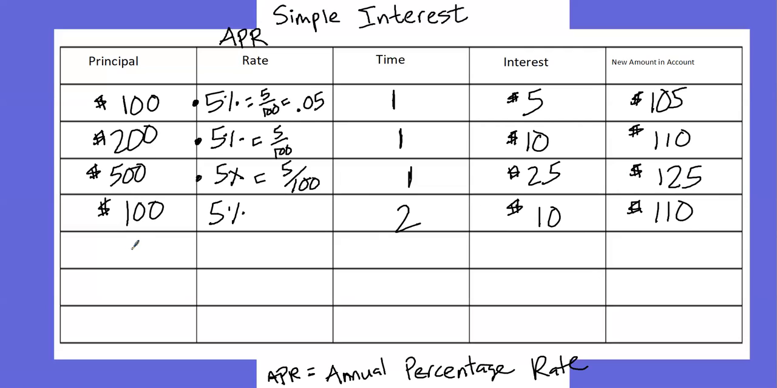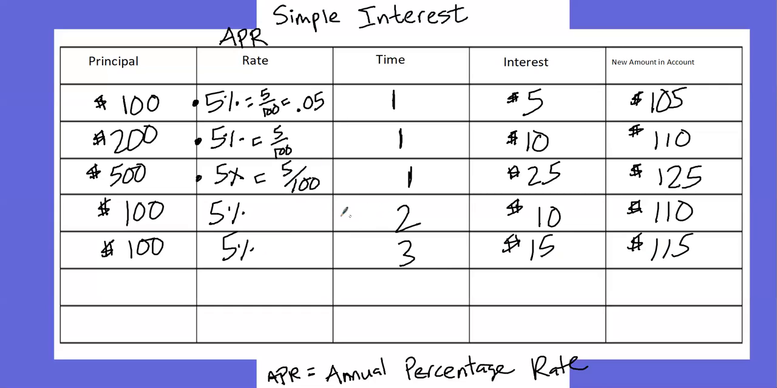All right, what if I did 3 years? So let's start with $100 and let's do 5%, so 5 for every year, and we'll do 3 years here. So if I get 5 for every 100 for every year, so 5 for the first year, 5 for the second year, 5 for the third year, that's a total of $15 in interest. So the new amount in my account would be $115.